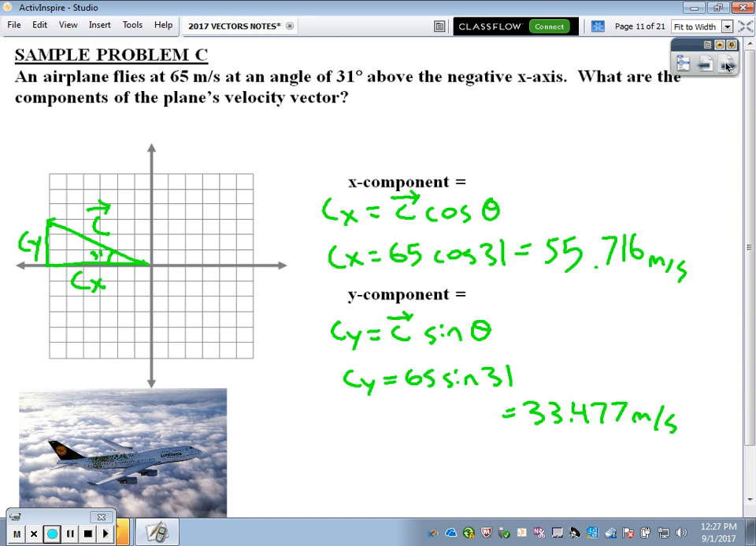55.716 meters per second, 33.477 meters per second. Listen to this question carefully. Do you agree with the values for those responses? The value, yes. The direction. Okay, what do we need to do? And this is the evaluation phase. Once we get the calculated value, we have to look at our diagram and ask ourselves the question, what direction, in this case along the x-axis, do we need to go? To the left. So what should CX be? Negative 55.716. Okay? Then for CY, does it go up? Yes, so it should remain as a positive value for that.